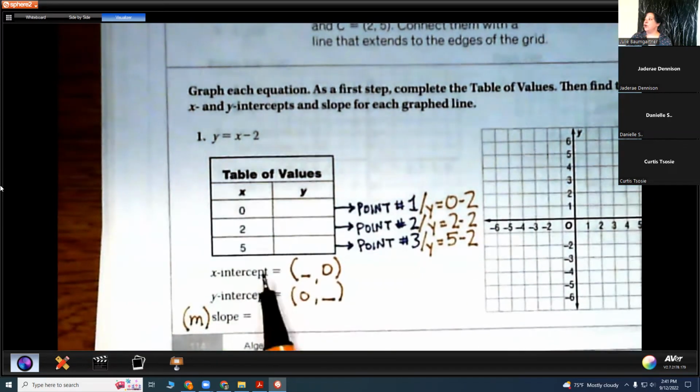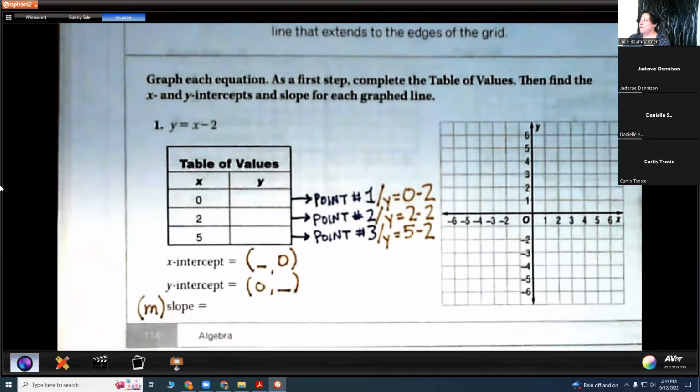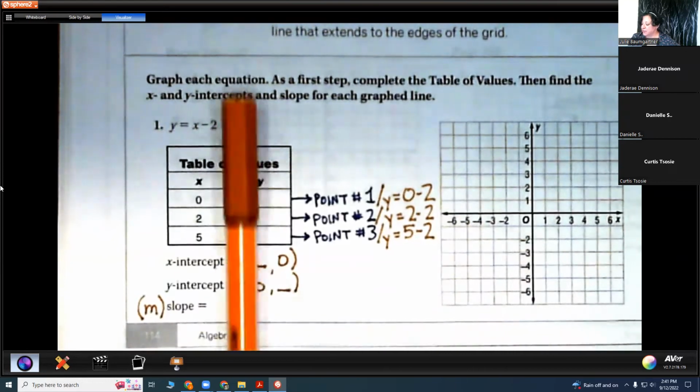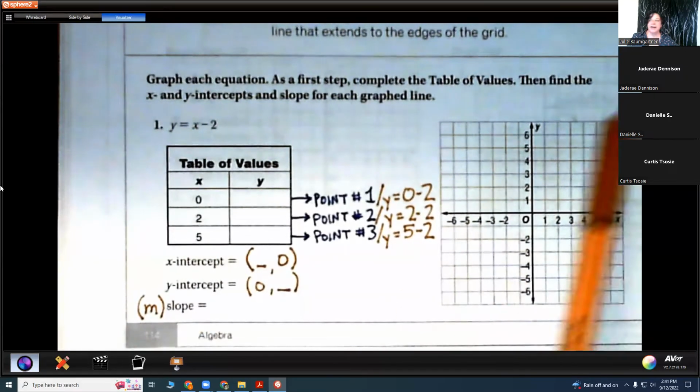Once you know your 3 points, you're going to find them on the grid. I don't know where my rulers are, but hopefully you don't want it to be too beautiful and straight like our printed one. So graph the equation. When it says graph the equation, it means draw the line.